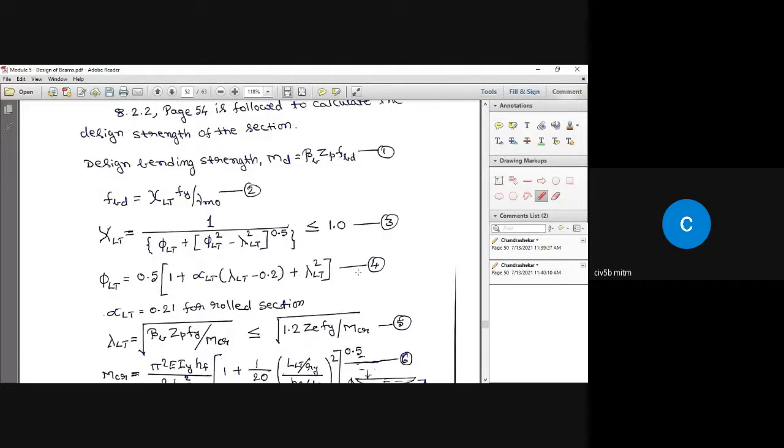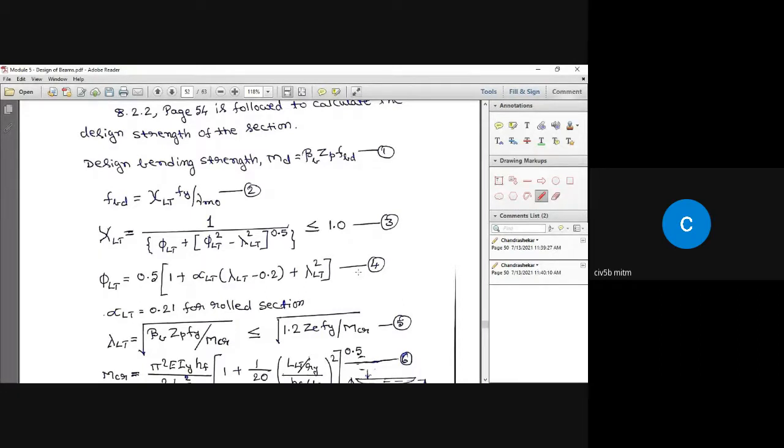Once you know lambda LT, go up and substitute in the formula given above, that is phi LT equal to 0.5 within bracket something, and substitute all the values, because we know all the values, to get the value of phi LT. Once you have phi LT, go one step up again, substitute the values, and get the value of chi LT. Now it is not X LT, it is chi LT. And of course that should be less than or equal to 1. If it is greater than 1, then you take 1. Or else take whatever value you get, which is going to be less than 1.